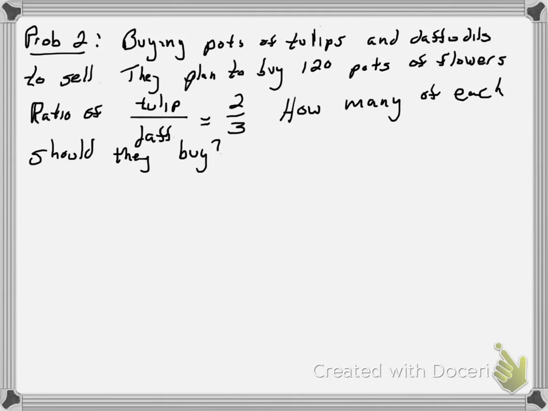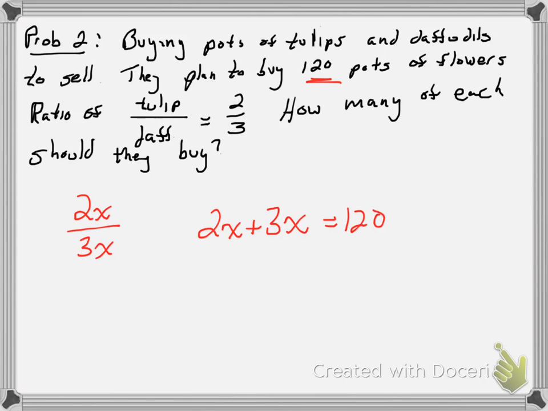Remember, when something's in a ratio, it's multiplied by the same factor or a common factor. So we're going to call that factor x. So our ratio is really 2/3, but it's 2 times that x over 3 times that factor x. Okay, and we're talking about trying to buy 120 pots. So I'm going to take each one of those, 2x plus 3x, and set that equal to 120. 2x plus 3x is 5x. That equals 120. Divide by 5. That common factor that we have here is going to be 24.